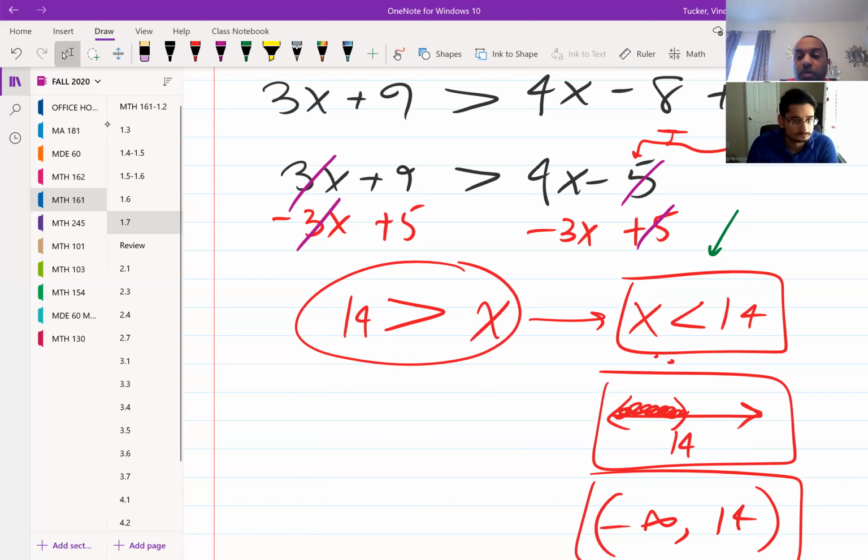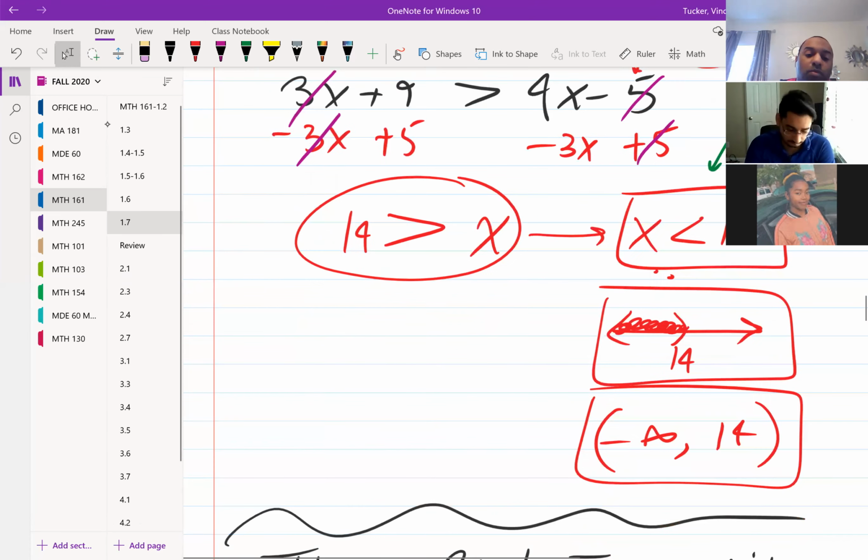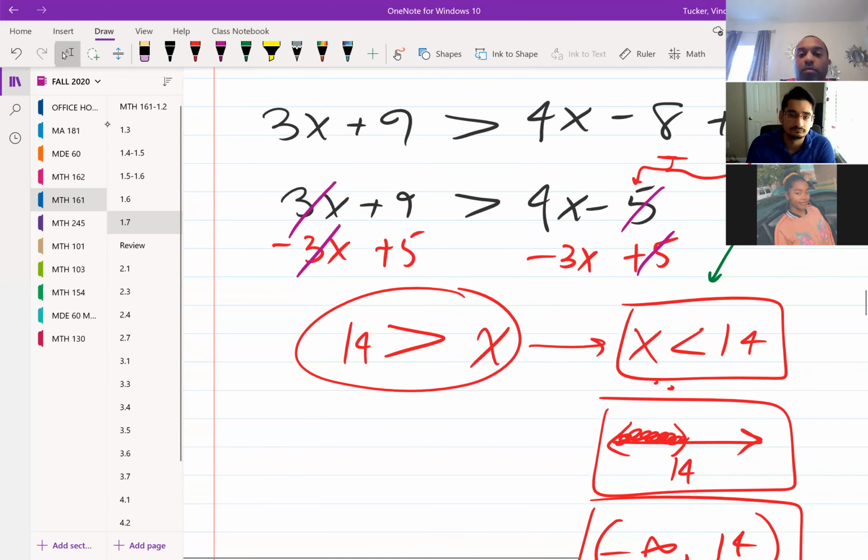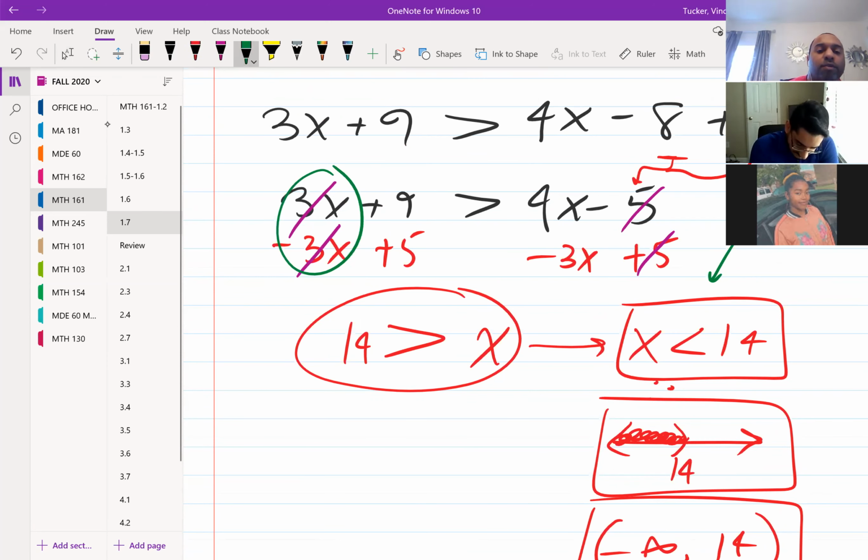All right, any questions? Did we add 5 first before subtracting 3x? I did them pretty much at the same time. It doesn't matter. Either way, you get the same result. The main thing here was that I subtracted 3x so that it would cancel out on the left, and I added 5 so that it would cancel out on the right.